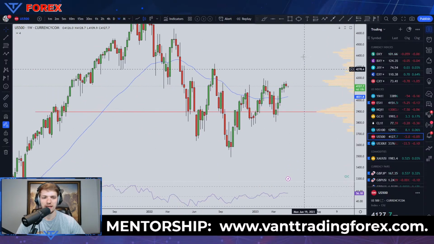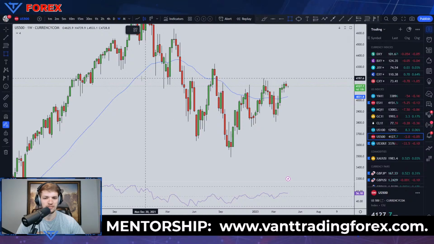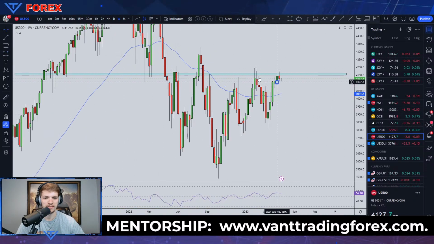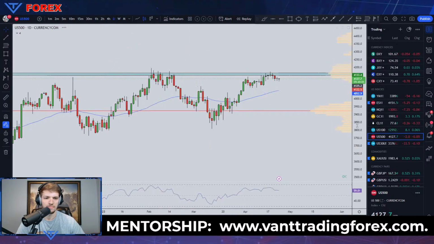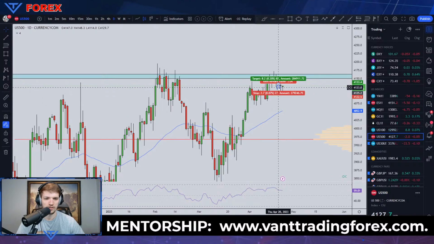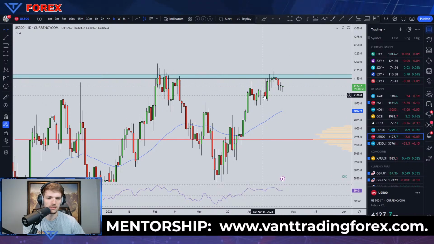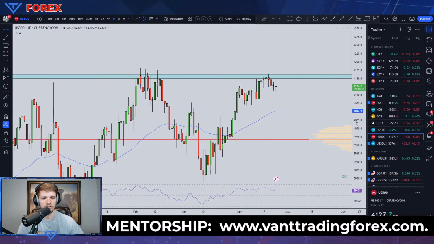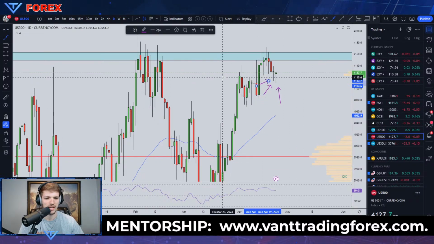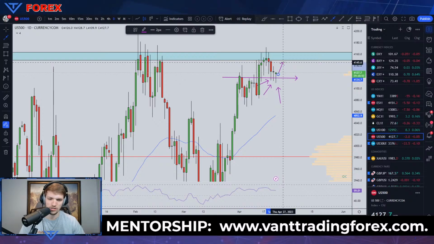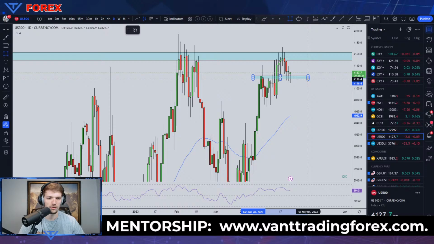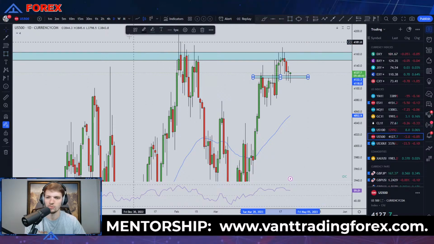Weekly chart on the S&P running into some resistance here. Closed bearish against it. Daily chart showing very similar price action, but we are showing some rejection wicks again, similar to the Dow, showing some rejection wicks to the downside here. So we might get a potential lift today as we find support at the structure point.